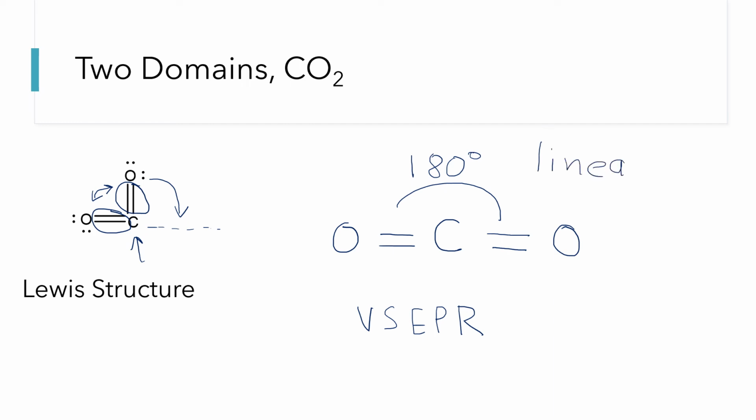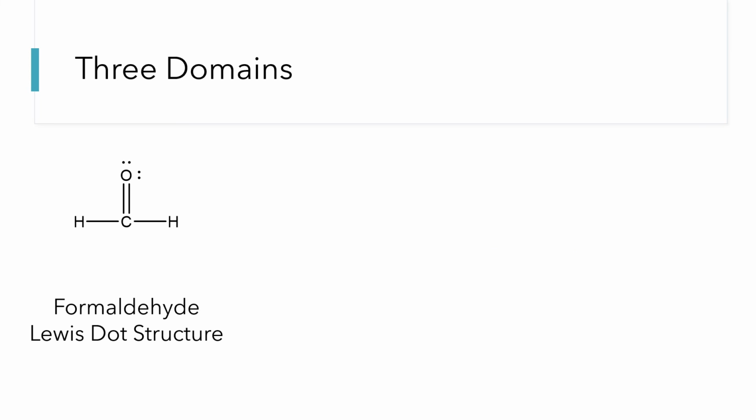So if you're asked on a test or a quiz to draw the VSEPR structure for carbon dioxide, and then from that you might be asked questions about the structure, you need to be able to say that it's a linear structure and that it has a bond angle of 180 degrees. So let's look at the case of 3 domains, which is what happens with a structure like formaldehyde. I've given you the Lewis dot structure of formaldehyde here on the left. Let's take a look at what those 3 domains are.